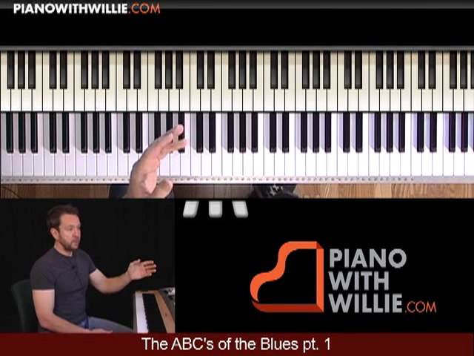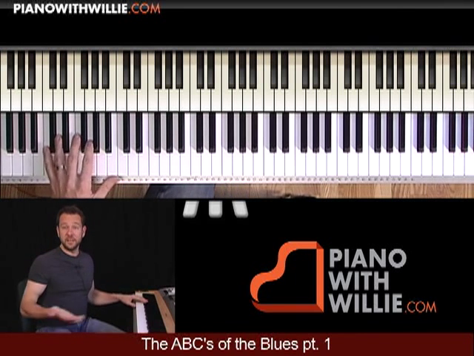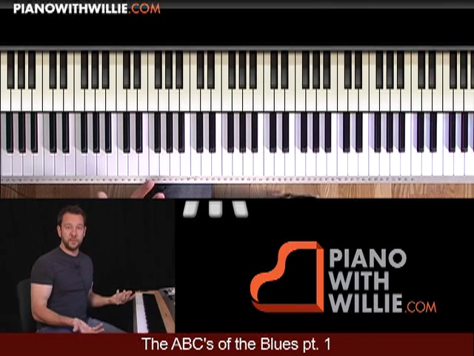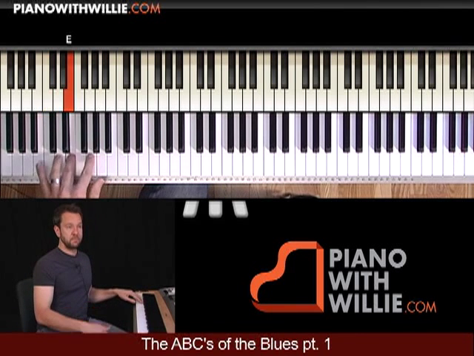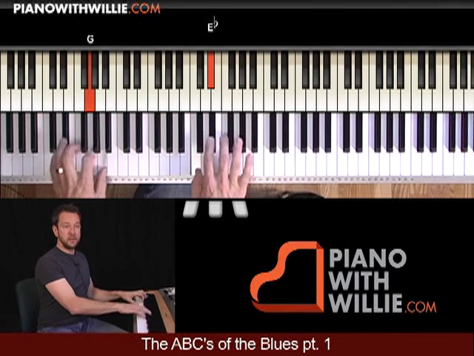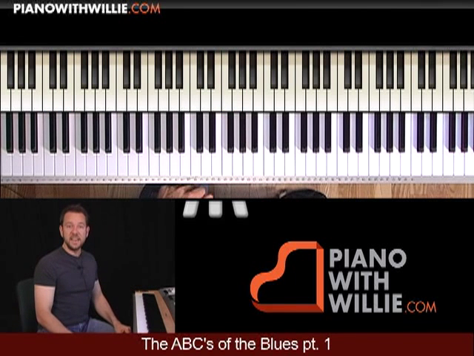Now the shuffle one was swung. This one you might say, well, gee, is it swung or not? Because like you really can't tell with the quarter notes. You don't know if it's being swung or if it's straight eighth notes. I could easily play straight eighth notes up there.